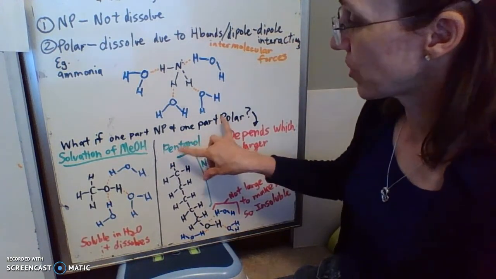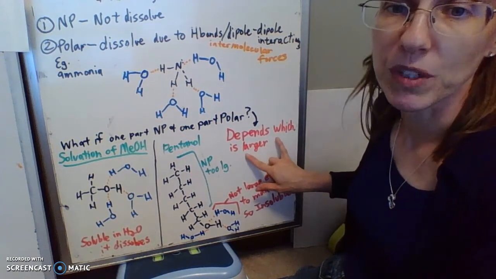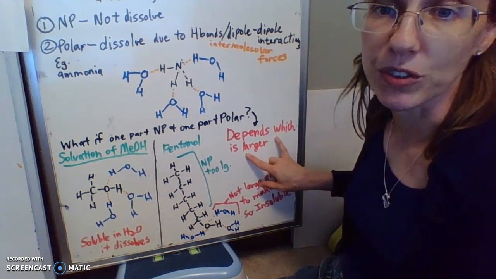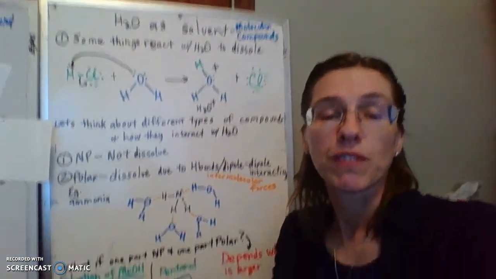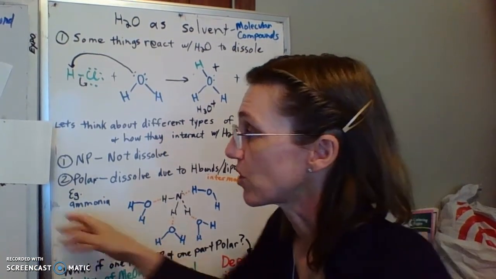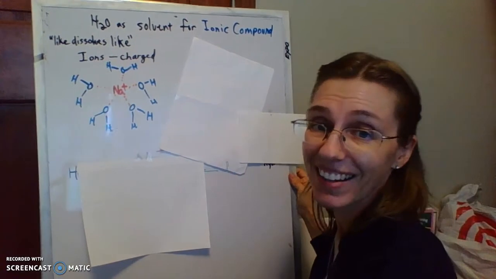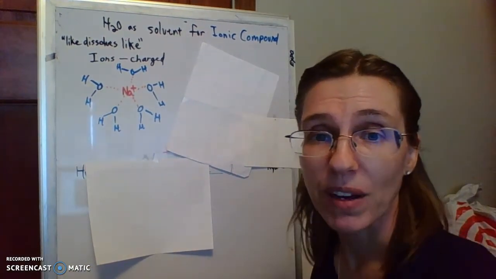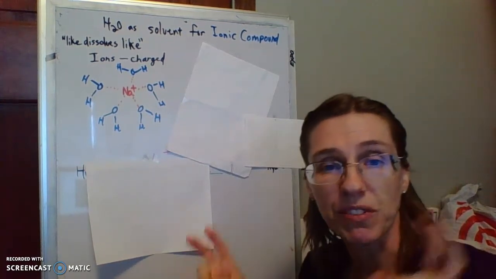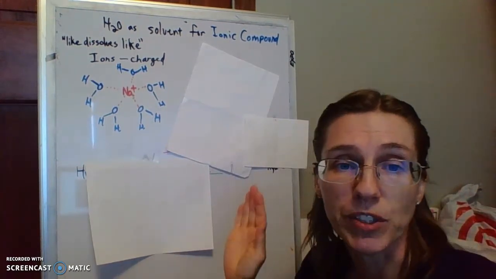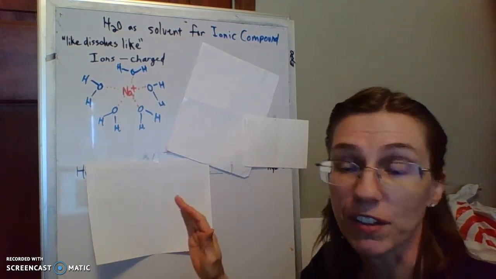So when you've got these mixtures of 1 part polar and 1 part nonpolar, it really depends upon which part's larger as to whether it'll go into solution or not. Okay, so that was a quick review of our molecular compounds, those that have covalent bonds. Now let's look at our ionic compounds. Well, ionic compounds we would expect to go into solution because we've got that like dissolves like. Remember, charged particles and polar particles will dissolve in each other.